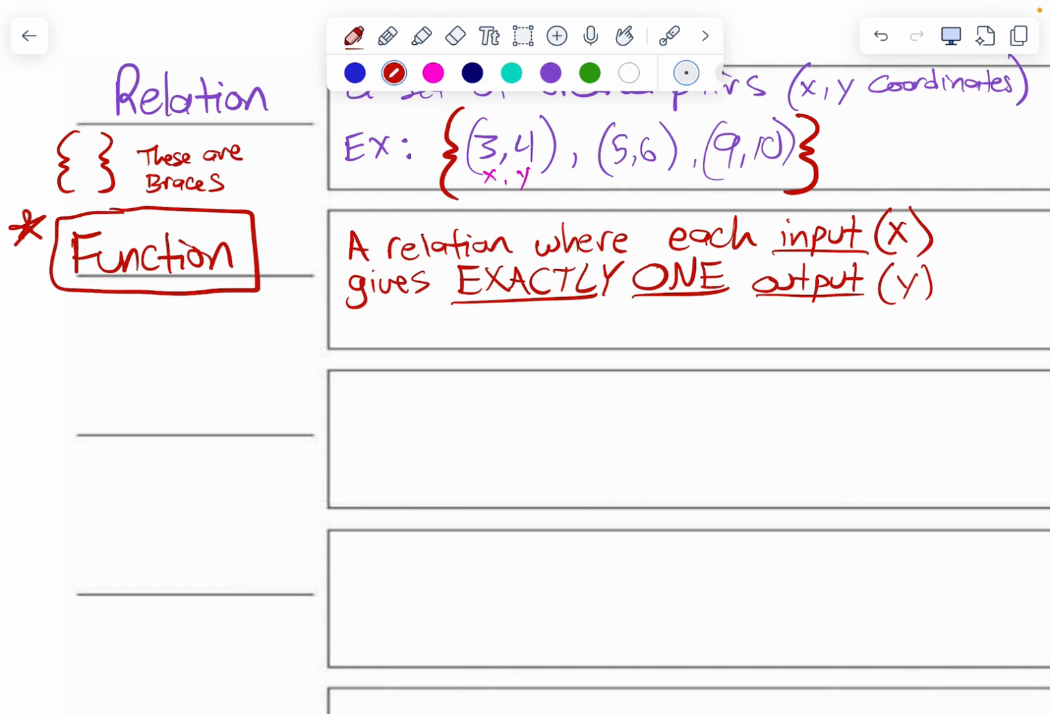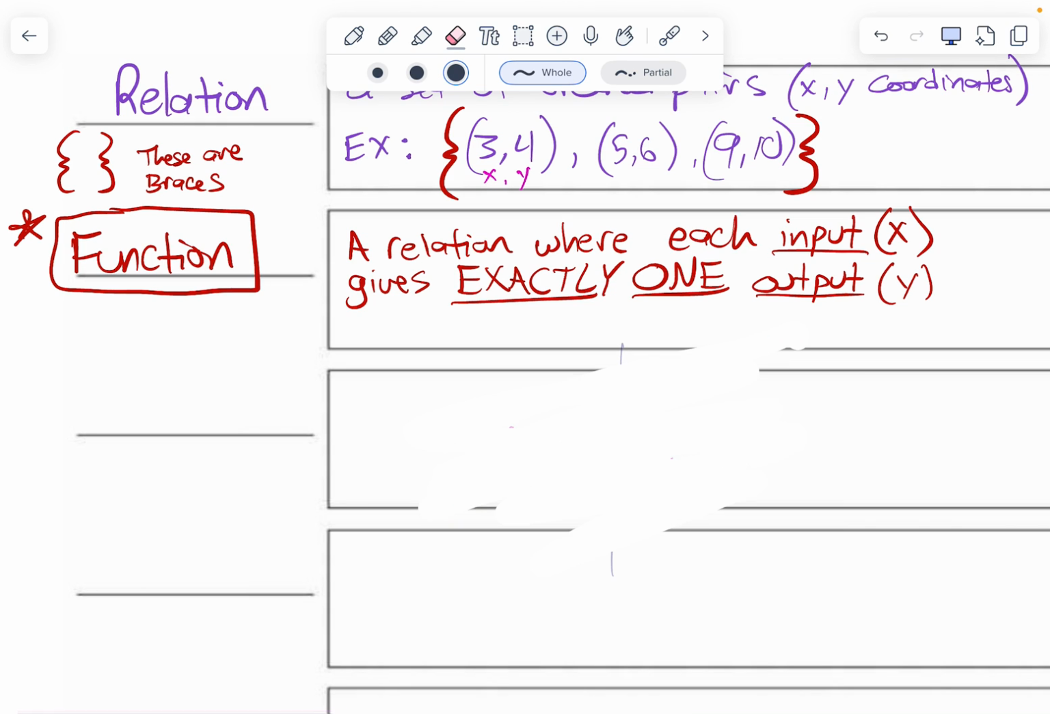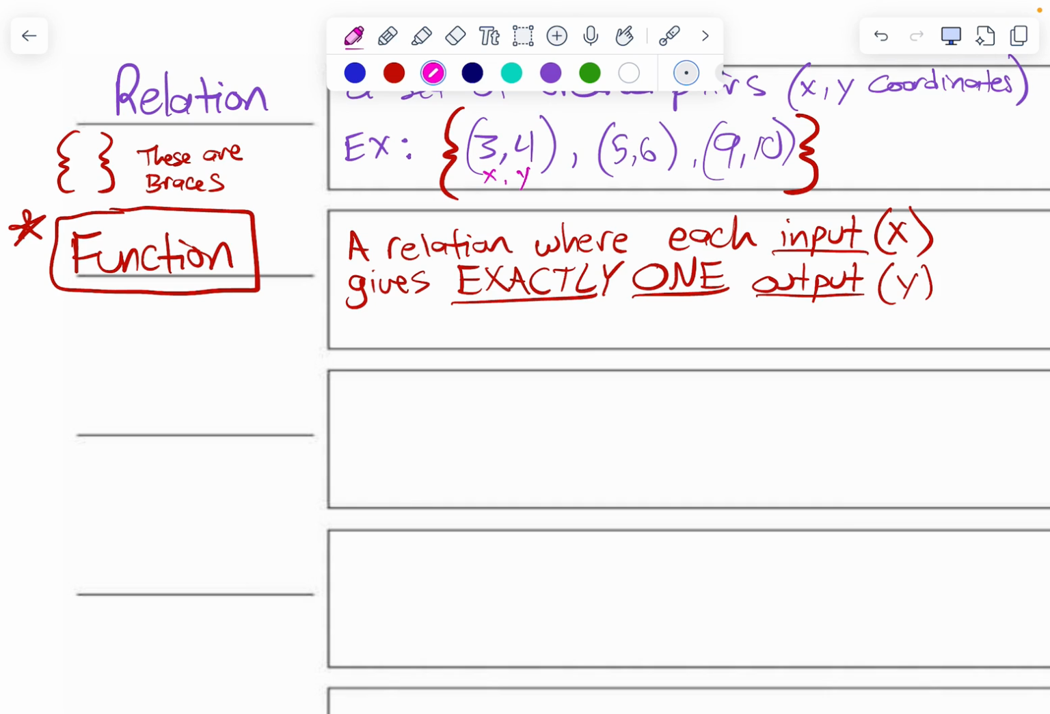And don't draw this because we'll put it somewhere else. But if you just think of putting a line on a graph, if I pick this x, it gives me one y. If I pick this x, it gives me one y, etc. It never gives me more than that. Okay? So if a line is a function, what is not? Have you ever seen one that's not a function? A vertical line. Okay. So a vertical line. If I pick an x, I get a whole bunch of outputs, right? Like infinite. Good job.